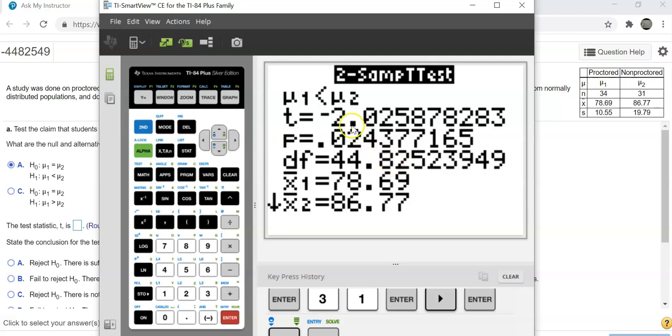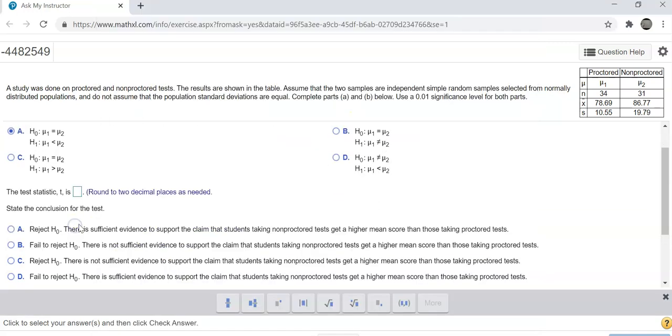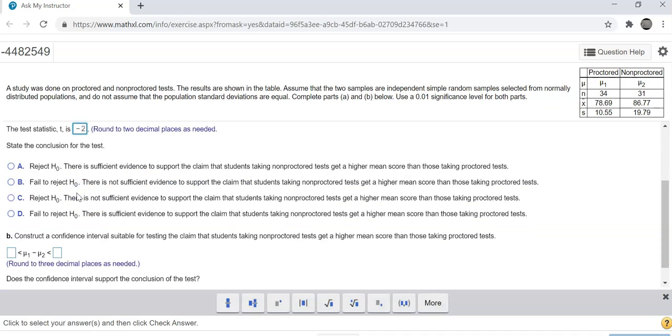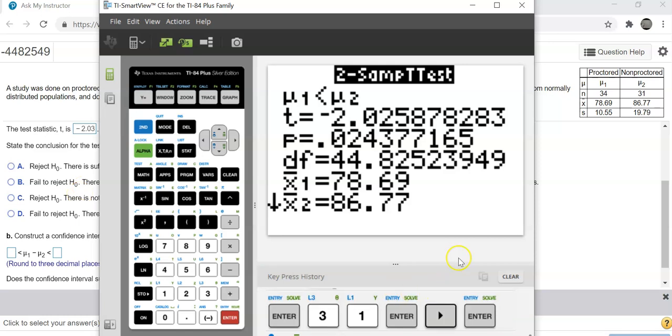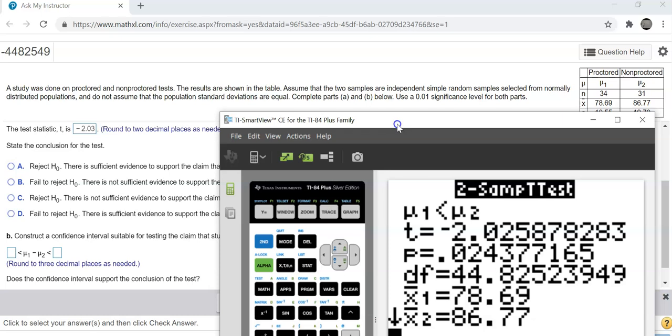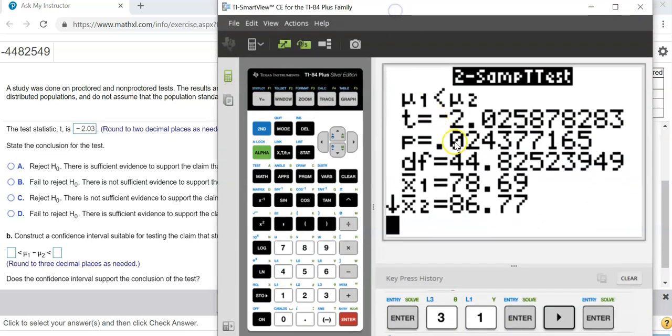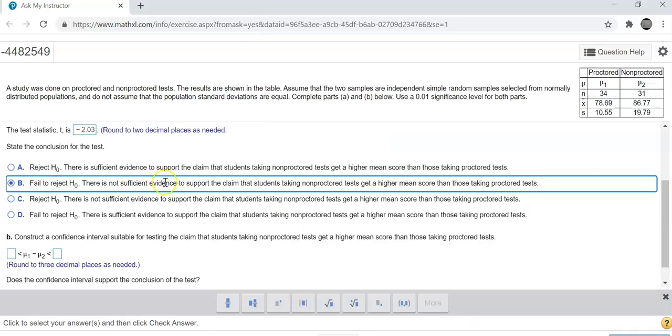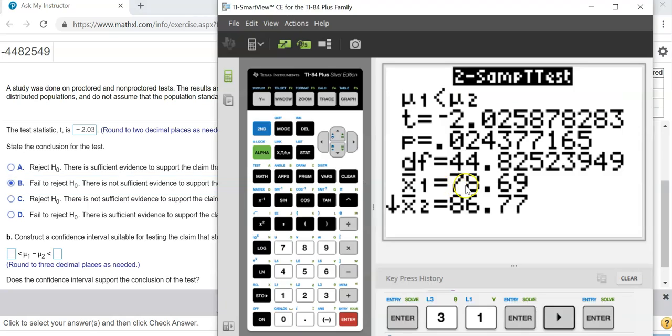And so right here is our test statistic, negative 2.03. Okay, now our p-value here, so we look at our p-value, and that's a 0.01 significance. We are not less than 0.01. So we are going to fail to reject. We do not have sufficient evidence based on these results. So we aren't able to prove it.